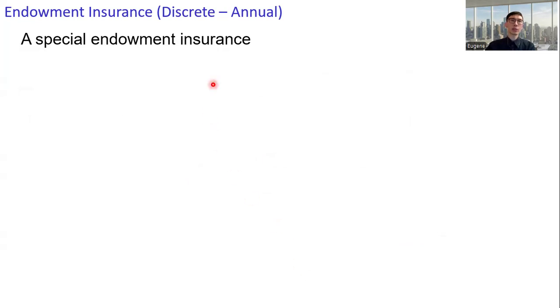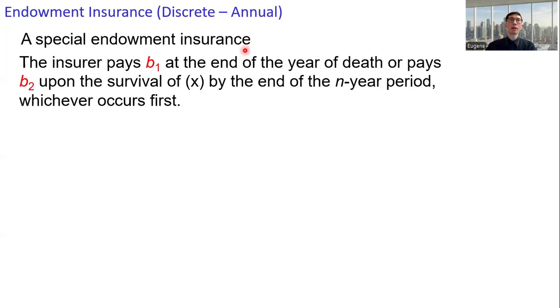Let's consider a special endowment insurance. For special insurance, no matter whether this is term insurance, endowment insurance, or life insurance, this corresponds to the death benefit not equal to 1, or the benefit is not a constant equal to 1. Okay, so here we have a special endowment insurance. The insurer pays B1 at the end of the year of death, or pays B2 upon the survival by the end of the n-year period, whichever occurs first.